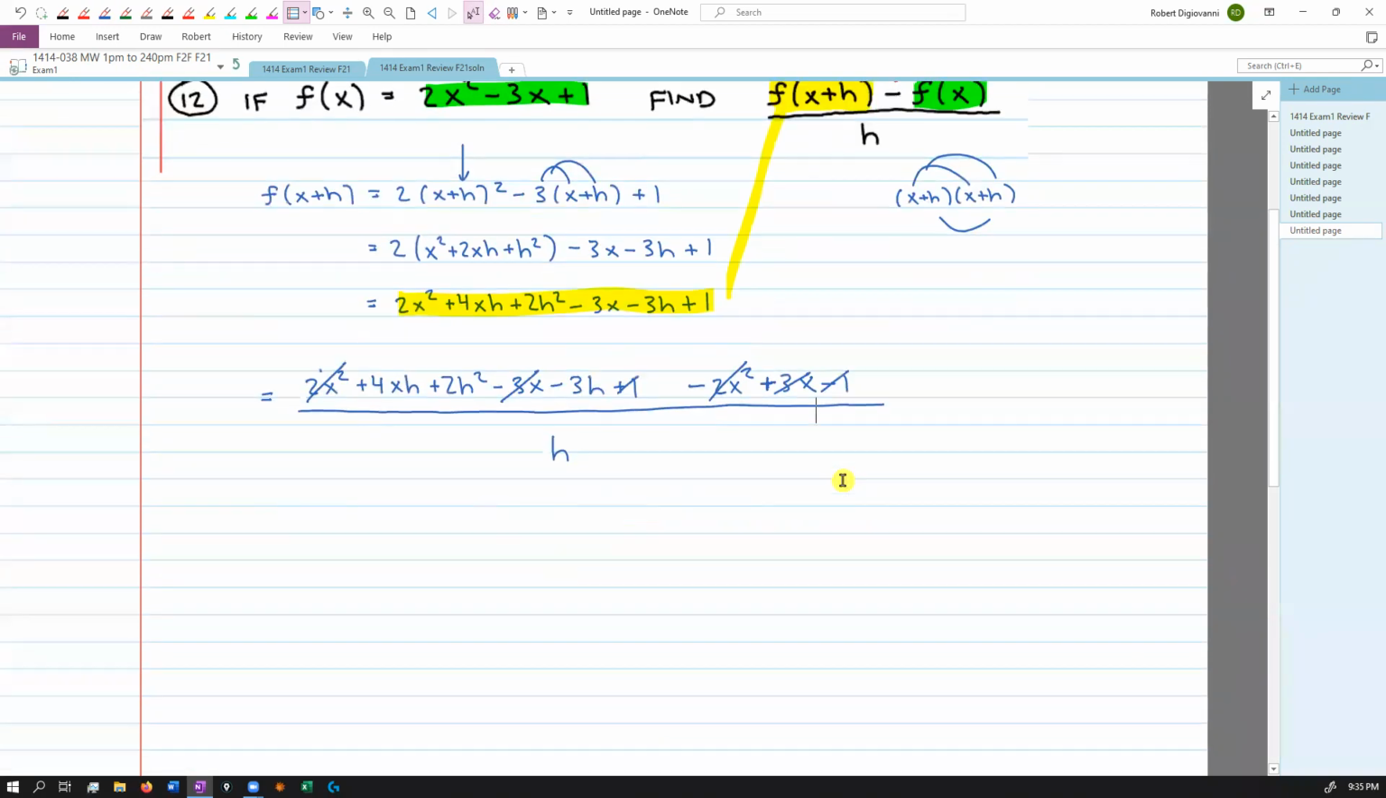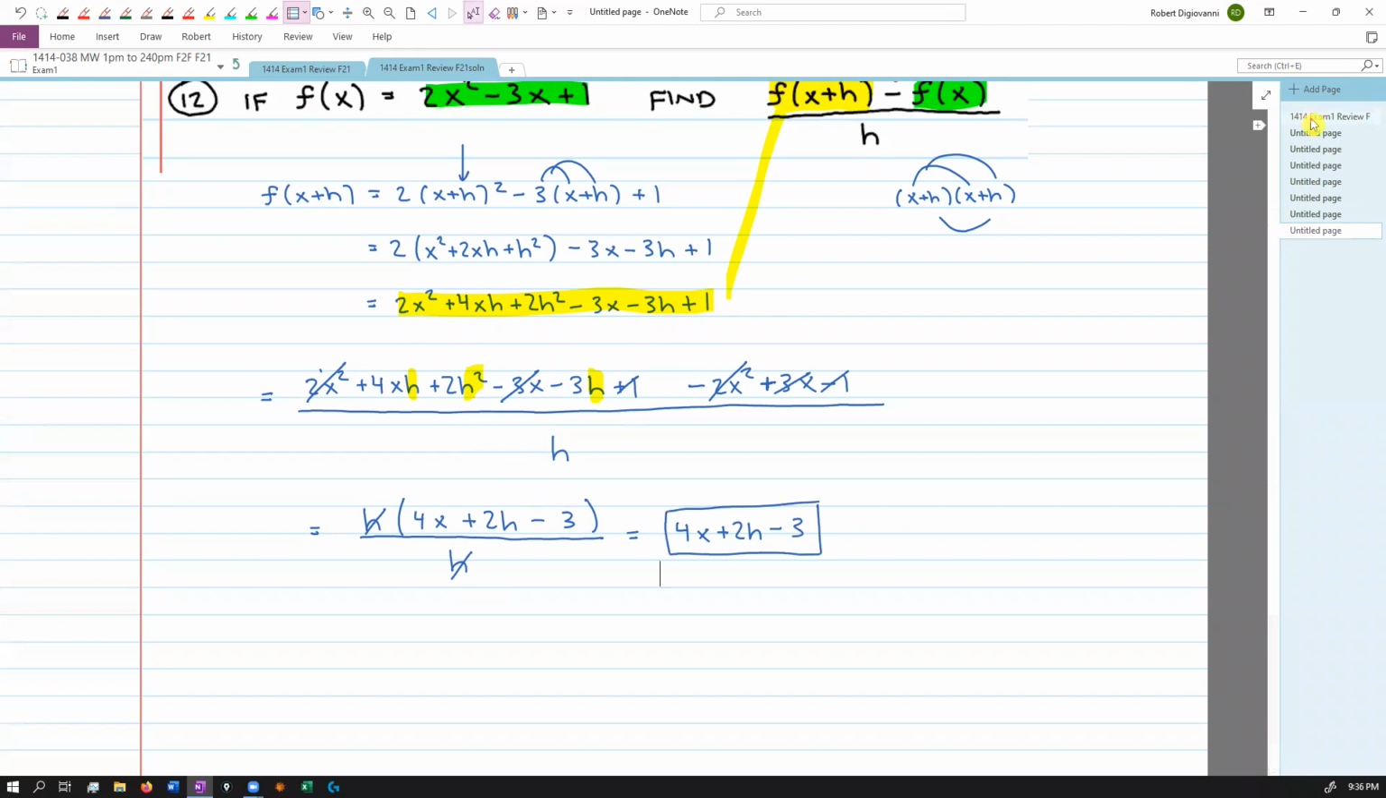So once everything is gone, notice that everything that remains on top has at least one h in it. So I'm going to factor an h out of the top, which will leave me with the 4x plus 2h. See, I still had an h there because there was an h squared. And then the last one, I pull that h away from the 3, and I just have 3. That's all over h, and we should get these h's to cancel, and that will give us our final expression, which is our answer.